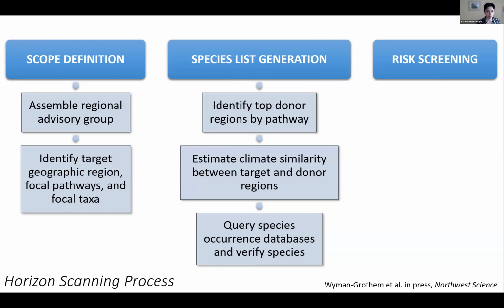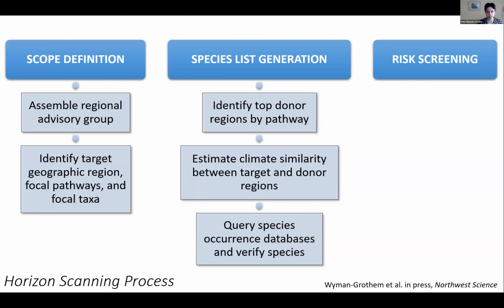We assumed that the more boats coming in from a particular donor region, the more chances a species from that region has to travel to the target region. The next step in this phase was to look at climate similarity between the highly ranked donor regions and the Pacific Northwest. If the climate in the Pacific Northwest is extremely different from a particular donor region's climate, it's less likely that a species from that donor region would become established.